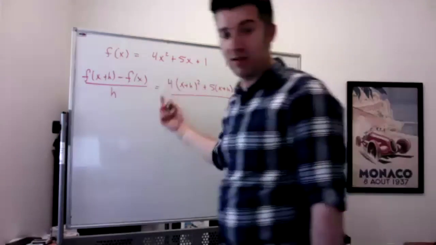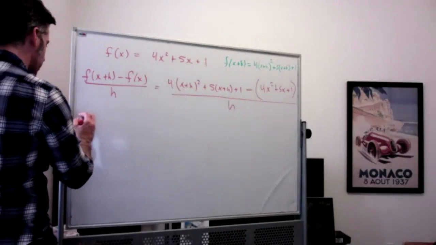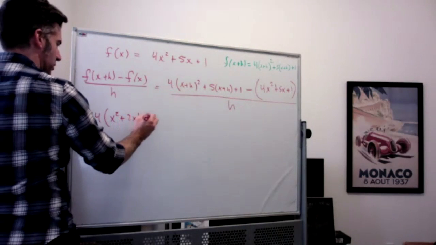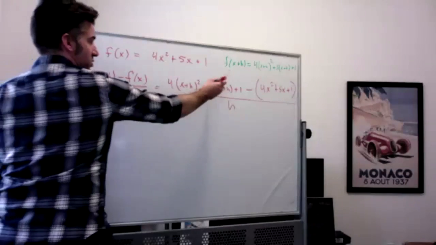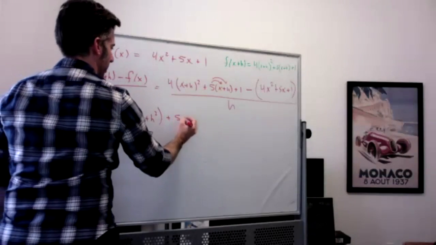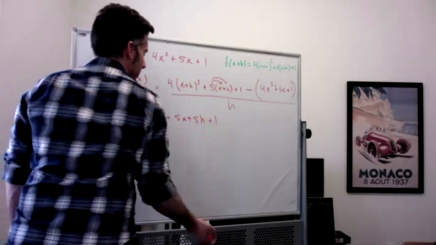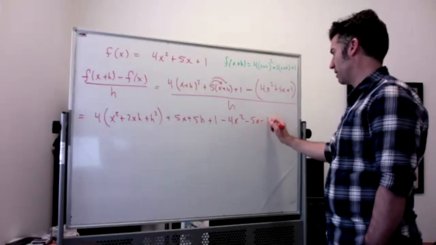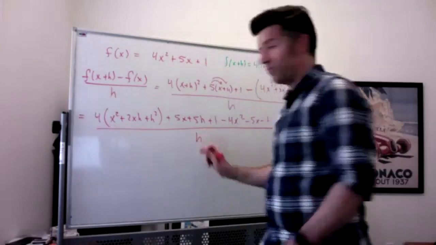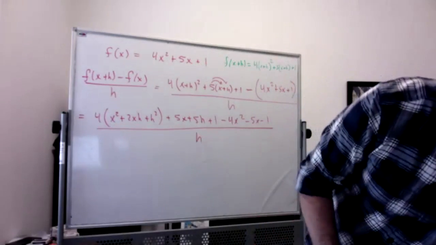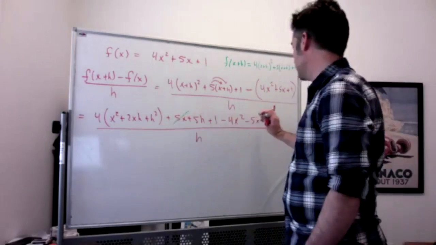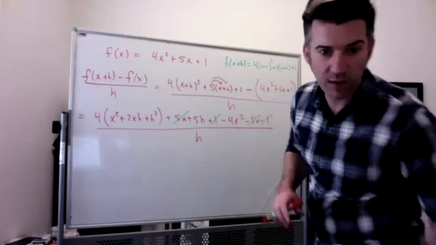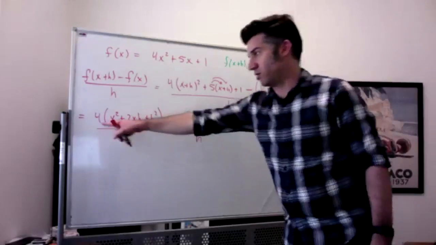We have to multiply this out to be able to simplify it, or you can't just start canceling stuff yet. So let's see. 4 times x plus h squared is x squared plus 2xh plus h squared, times 4. 5 distributed is going to be 5x plus 5h plus 1. Distribute the minus sign: minus 4x squared minus 5x minus 1, over h. A couple things cancel right now. I can cancel a 5x and a negative 5x, a 1 and a negative 1. But I can't cancel the 4x squared yet because I haven't distributed the 4.